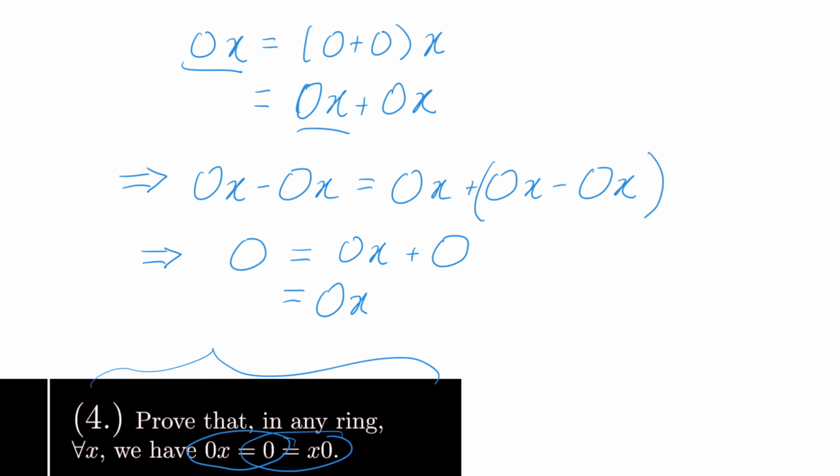And then when you look at what we have now discovered, we have discovered that 0 equals 0x, which is exactly what we wanted to prove this whole time. So the proof is complete.